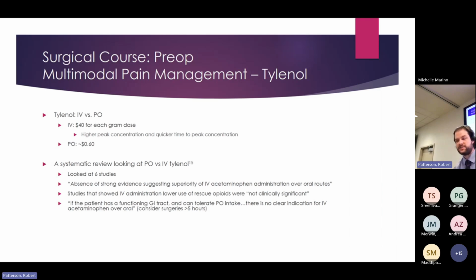So when the patient comes down for surgery and they're in the pre-op bay, they actually receive their own multimodal pain regimen. One thing that I wanted to emphasize was IV versus PO Tylenol. The cost is about $40 on a quick Google search versus a 1 gram PO tablet's about 60 cents. When given IV, there's been higher peak concentrations and quicker time to peak concentrations for the Tylenol, but there's really no study saying that it is superior to PO Tylenol.